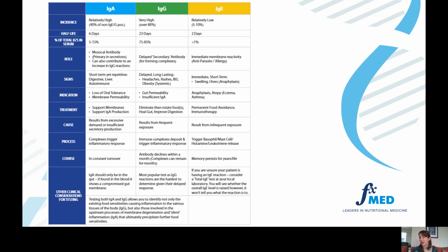So moving forward, we're just going to have a look at how the immunoglobulins differ. IgE here, the incidence of IgE reactions in the population is relatively low, between 5 and 10% estimated. And the half-life, which is how long this component sticks around in your body, is about 2 days. So when you have an IgE reaction, the response is fairly quick, and it also moves out of the body fairly quickly, doesn't hang around.